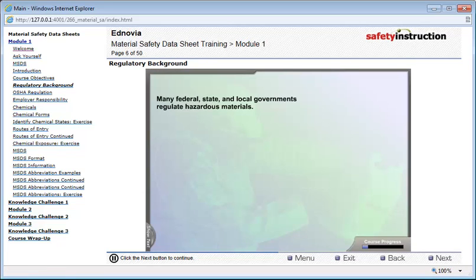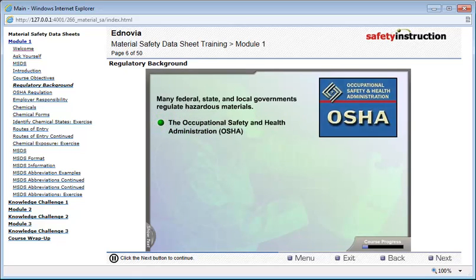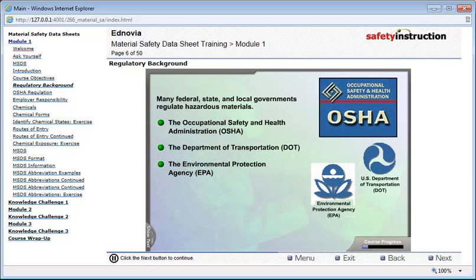Many federal, state, and local governments regulate hazardous materials. The Occupational Safety and Health Administration, OSHA, the Department of Transportation, DOT, and the Environmental Protection Agency, EPA, are the most common agencies that control workplace chemicals.